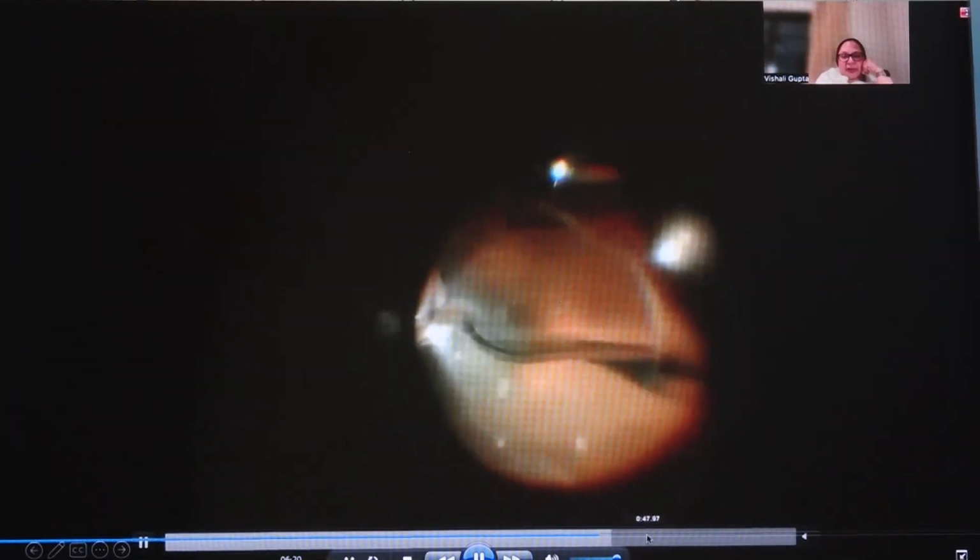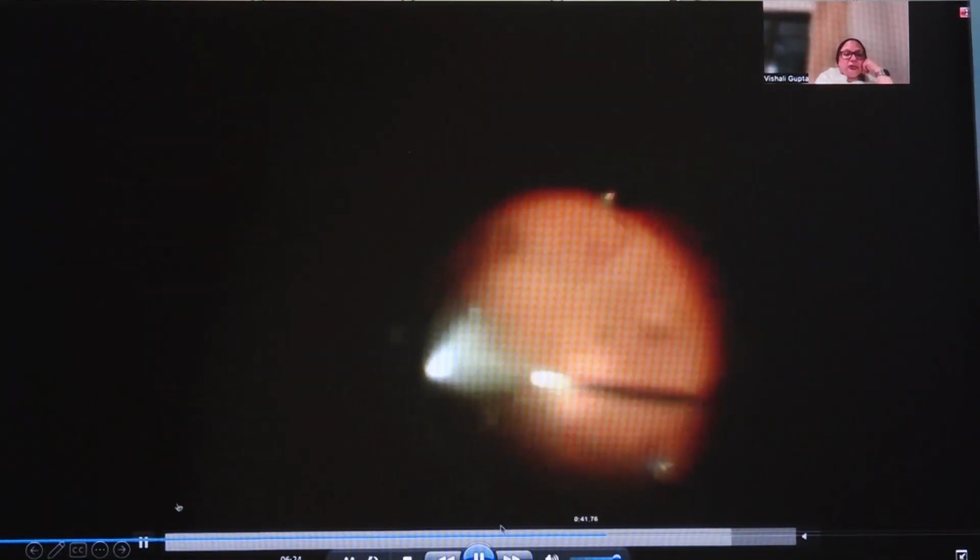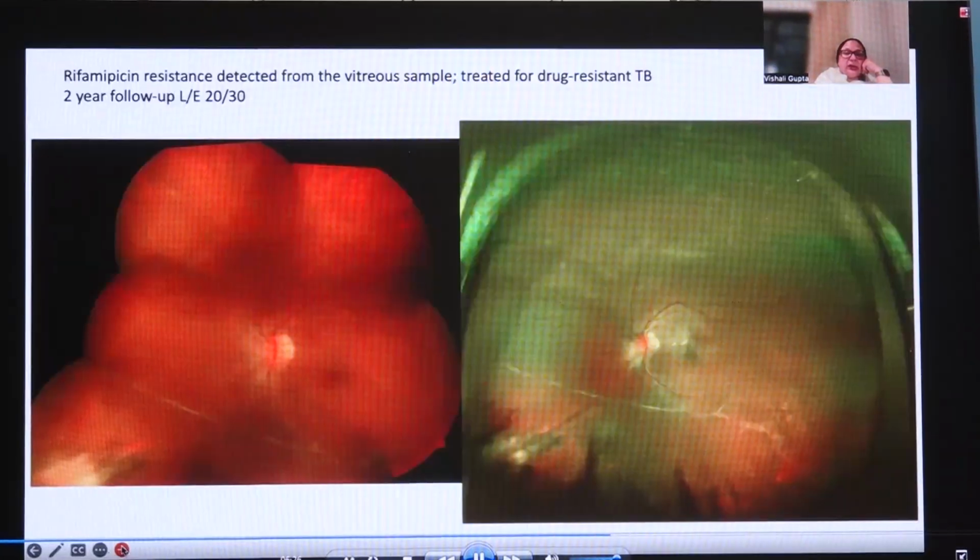It's important to put on the air so that you don't have globe hypotony, even though you are on a smaller gauge, and then we took the sample. And the sample interestingly showed rifampicin resistance, so she was treated, and finally she could have a vision of 6/9.